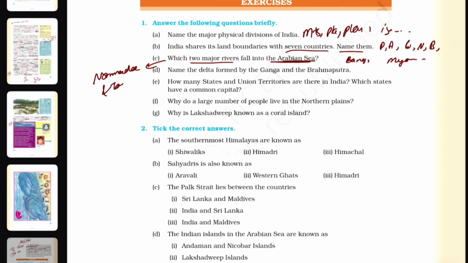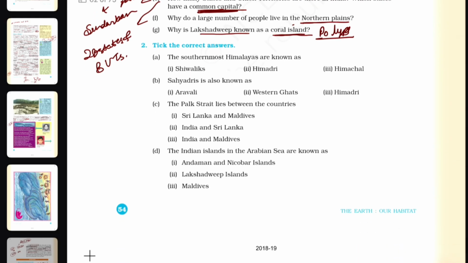Then comes, why is Lakshadweep known as a coral island? It is known as a coral island because it is made up of tiny marine animals known as polyps, and when they die they form corals, and after a few years the corals together form a huge landmass which is called a coral island. Okay, then comes the correct answer.